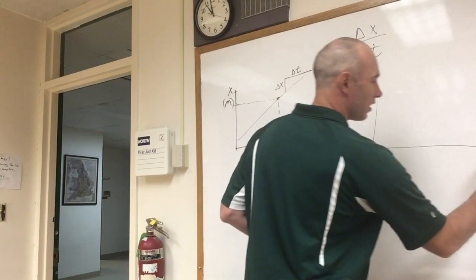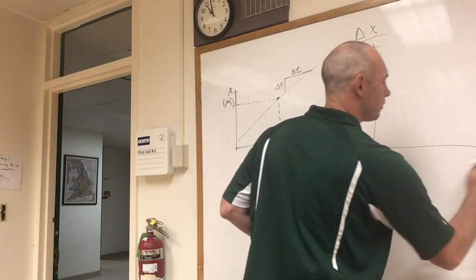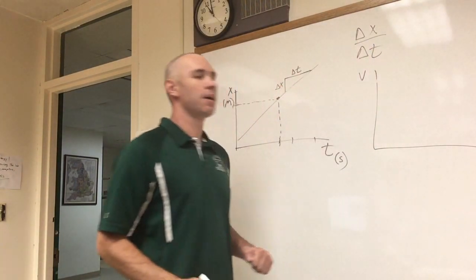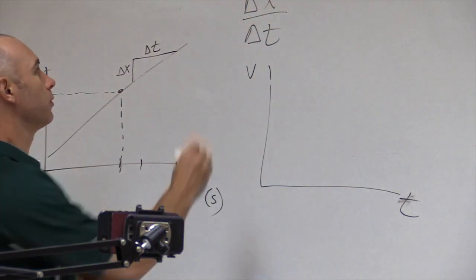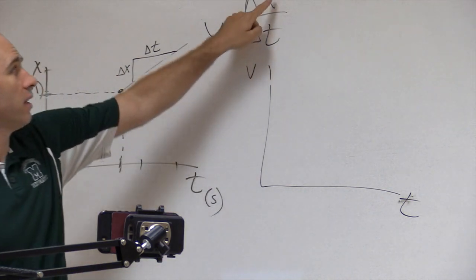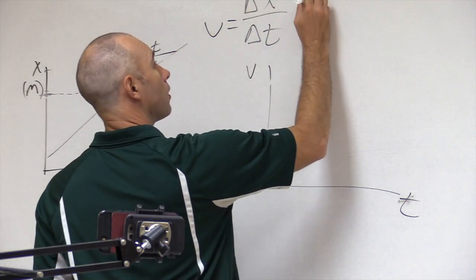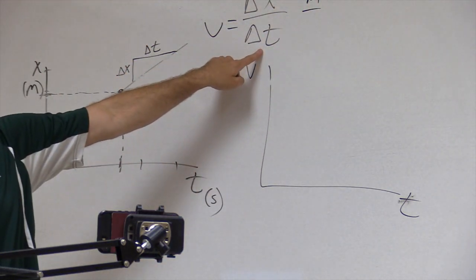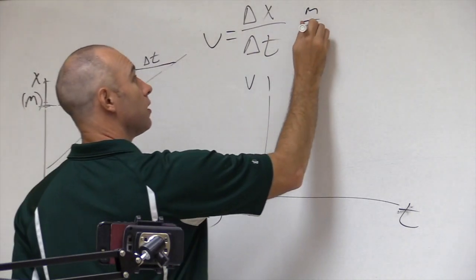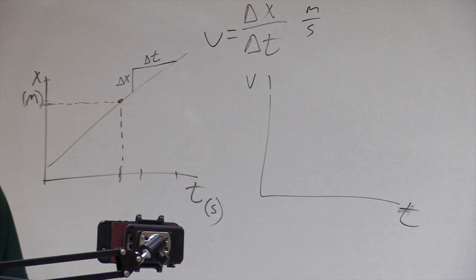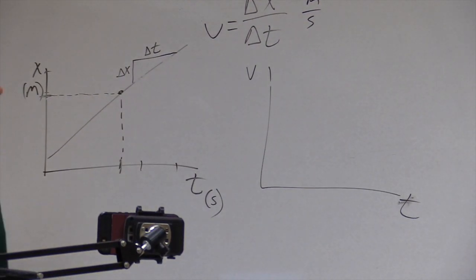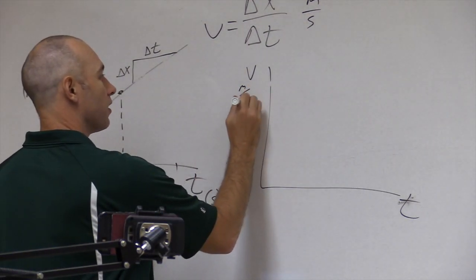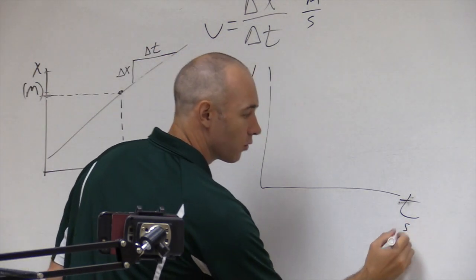We can have our velocity on our y-axis and time on our x-axis. So change in position, which we said was how fast you're going, that's measured in meters. And change in time, here at the bottom, is measured in seconds. Well, that's meters per second. And that's the unit we're going to use for that particular physical quantity. So this is going to be in meters per second on this axis, and this is in seconds over here.